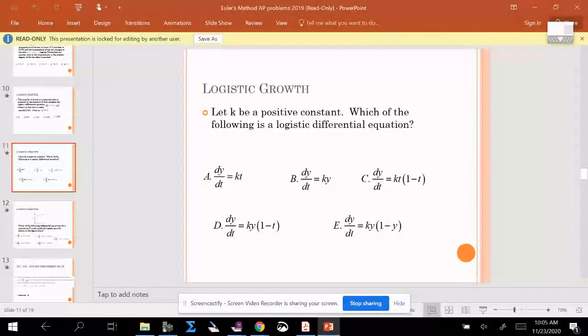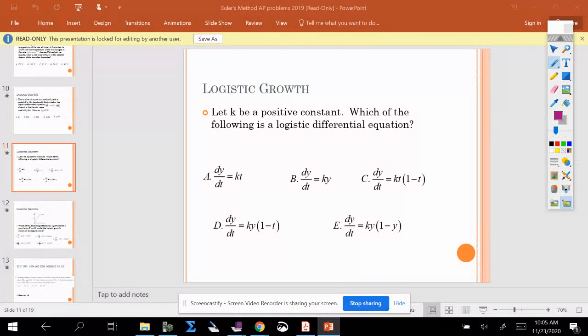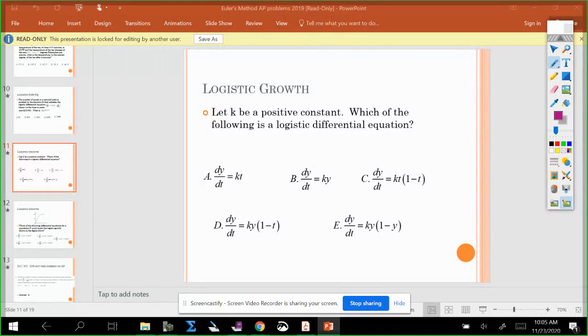So my variable is y. So y is what's changing over time. So you see that dy dt. In order to be logistic growth, you need to have a y and then another factor that has a subtraction with y. This doesn't have enough. This letter A is a. I want to write on this. Hold on. I feel like I can do more if I can write. A is just your basic exponential growth. Actually, A isn't much of anything. B is your basic exponential growth.